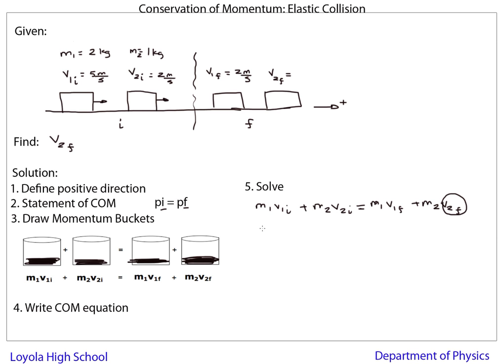So plugging the numbers in, I get what? Let's see, 2 kilograms times 5 meters per second plus 1 kilogram times 2 meters per second. These are the given numbers from the top here. Here we have 2 kilograms, and it slows down to, oh, excuse me, 2 meters per second, I believe. And this is still 1 kilogram. That's a plus sign there.